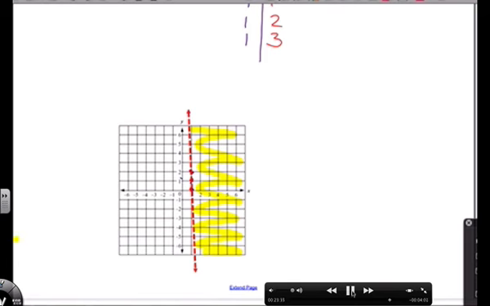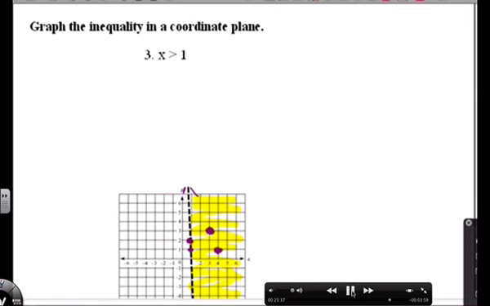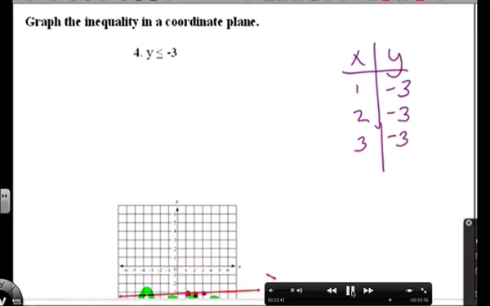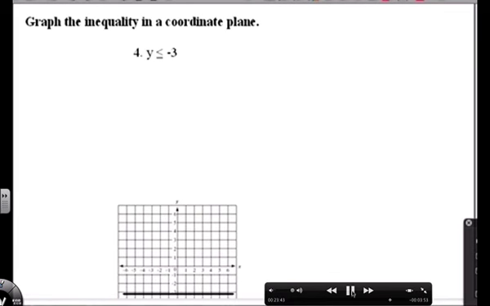All right. We've got time for another one. y is less than or equal to -3. Again, for these, I would do your XY chart. And this time, I'm going to put the -3s in the y column.